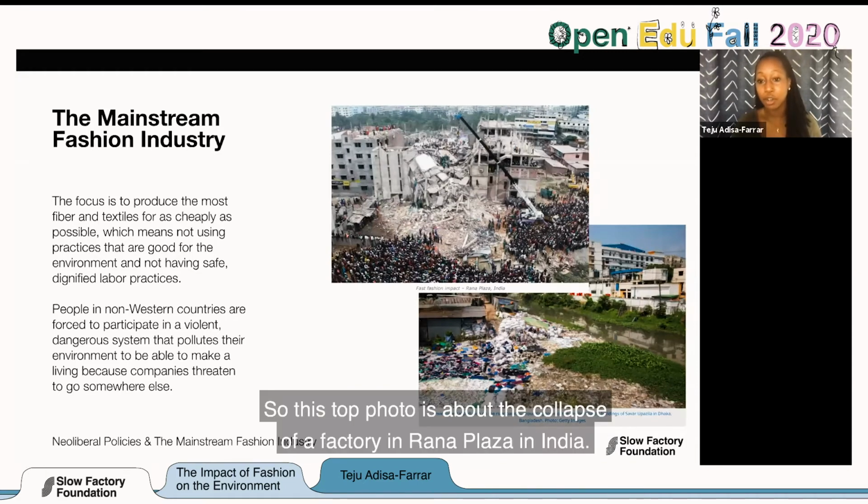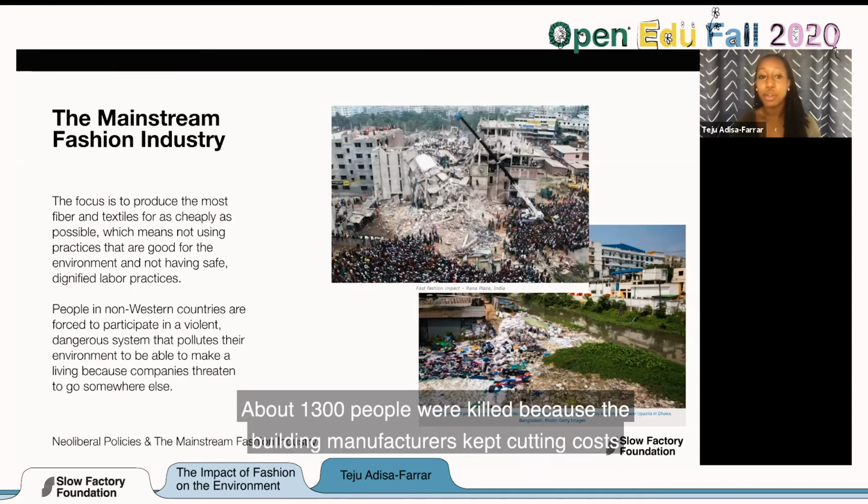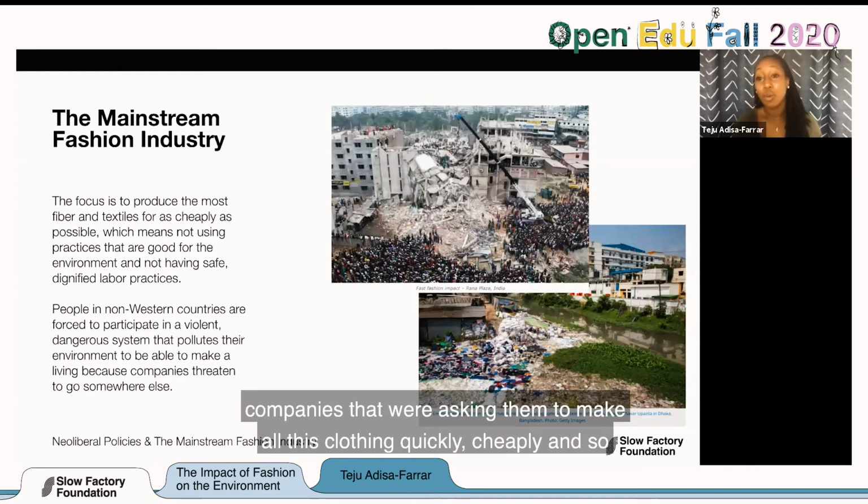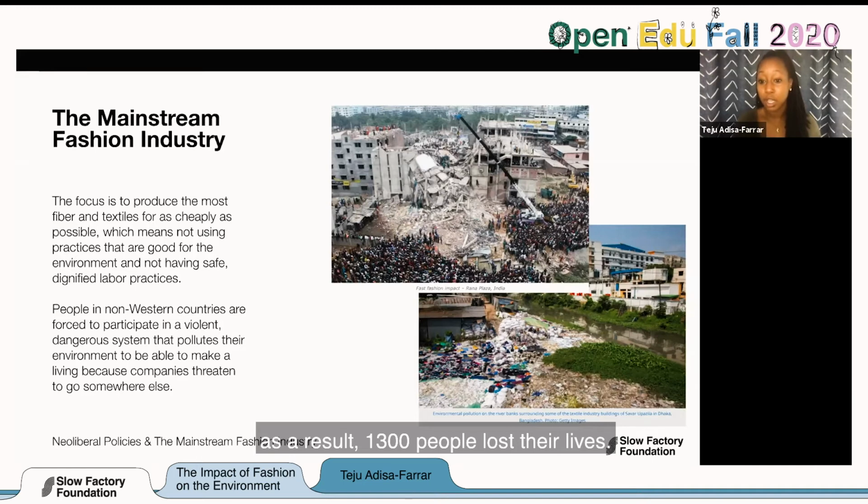So this top photo is about the collapse of a factory, Rana Plaza. About 1,300 people were killed because the building manufacturers kept cutting costs because they needed to make a certain amount of clothing for the Western companies that were asking them to make all this clothing quickly and cheaply. And so as a result, 1,300 people lost their lives.